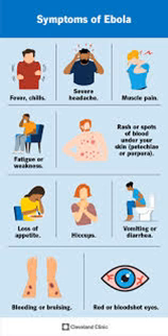Conclusion. Ebola virus disease is a serious and potentially deadly illness that requires prompt medical attention and rigorous infection control measures. Although there is no specific cure, supportive care and experimental treatments can improve outcomes. Preventing transmission through vaccination, public health measures, and safe practices is crucial for controlling outbreaks and protecting communities.